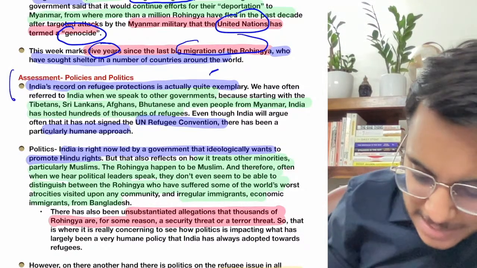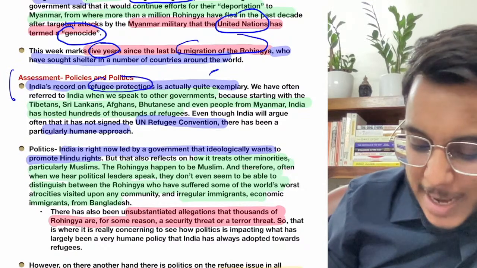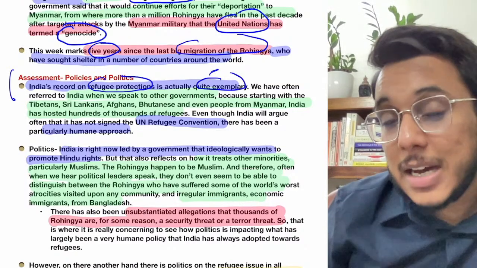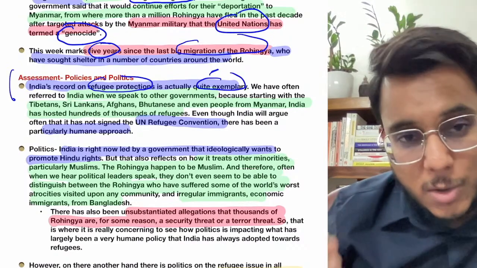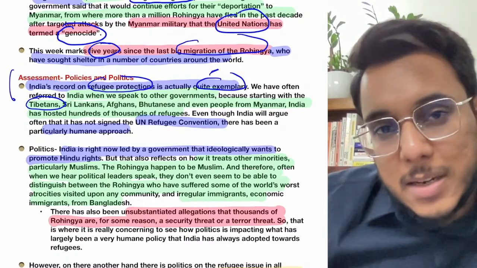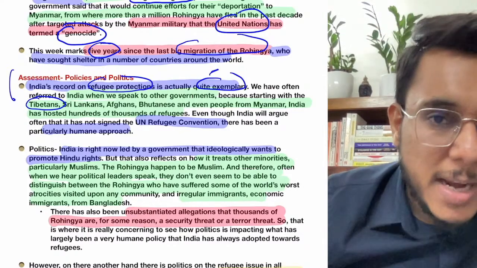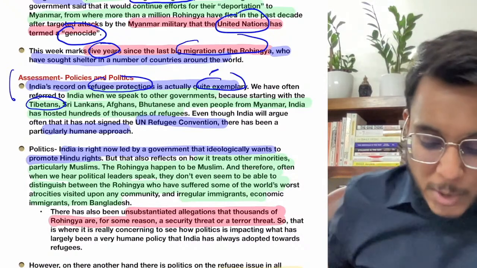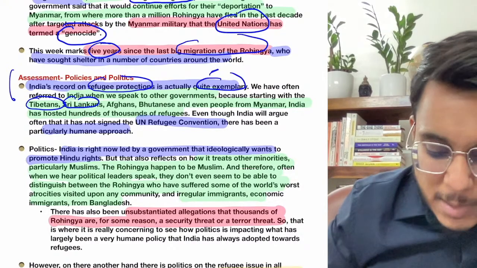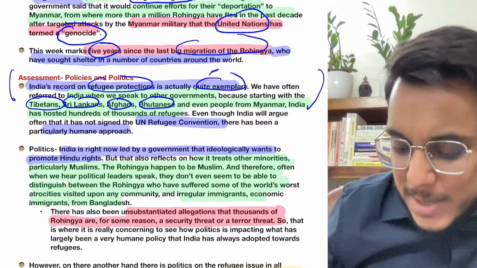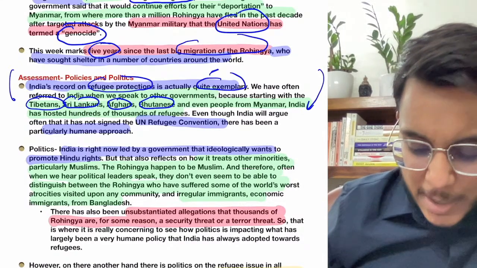Now, understand, India's track record on refugee protection has actually been exemplary, the article says. It provides that we have given refuge to many refugees in India, for example, the Tibetans. After 1951, when Tibet was captured by China, and when the Dalai Lama and the Tibetans came to India, we gave them protection. Then Sri Lankans have been given protection, Afghans, Bhutanese people. All have been given refuge in India. So India's track record has been good.